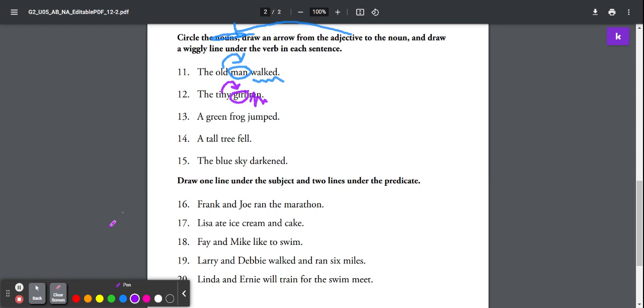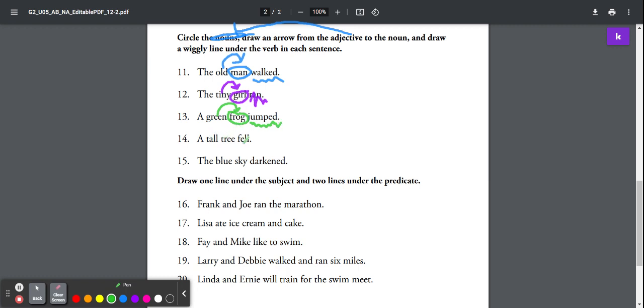Number 13. A green frog jumped. So your noun is frog. What's describing the frog? Green. So draw the arrow from green to frog. What did the frog do? Your verb will be jumped.